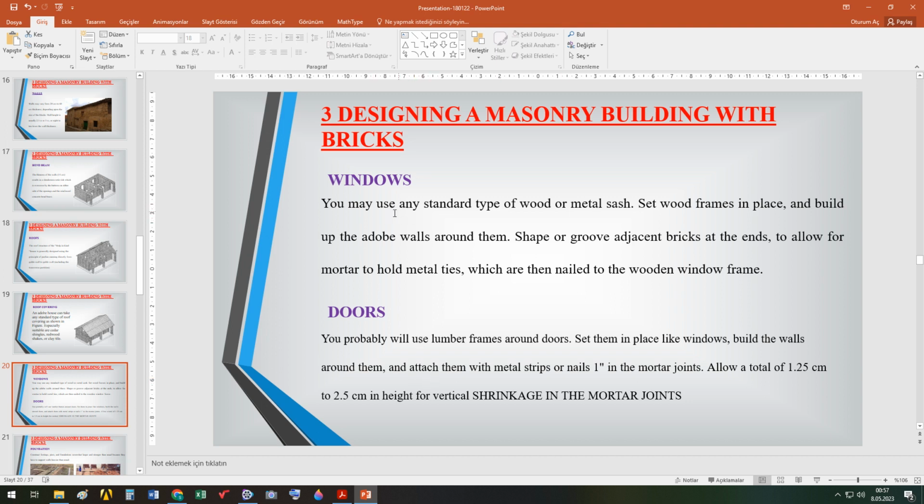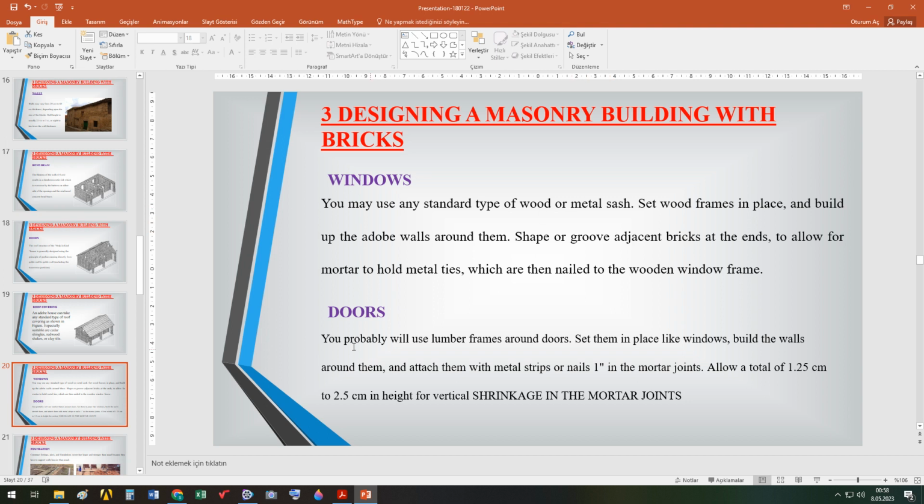Windows: you may use any standard type of wood or metal sash. Set wood frames in place and build up the adobe walls around them. Shape and glue adjacent bricks at the ends to allow for mortar to hold metal ties, which are then nailed to the wooden window frame.